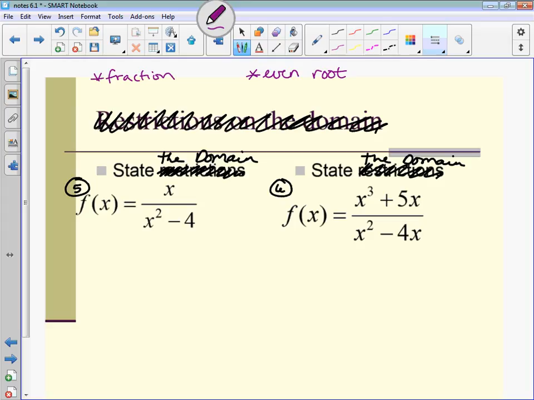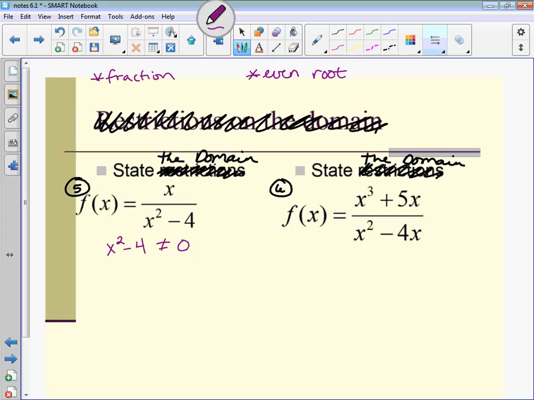The fraction ones are easier. What do you guys know about fractions? Yeah, problems when the bottom is 0. So what you need to look at, we don't really care about the numerator right now because the numerator doesn't have a square root in it. So we can just focus on that denominator. So this x squared minus 4, we want to make sure that that does not equal 0. Okay.